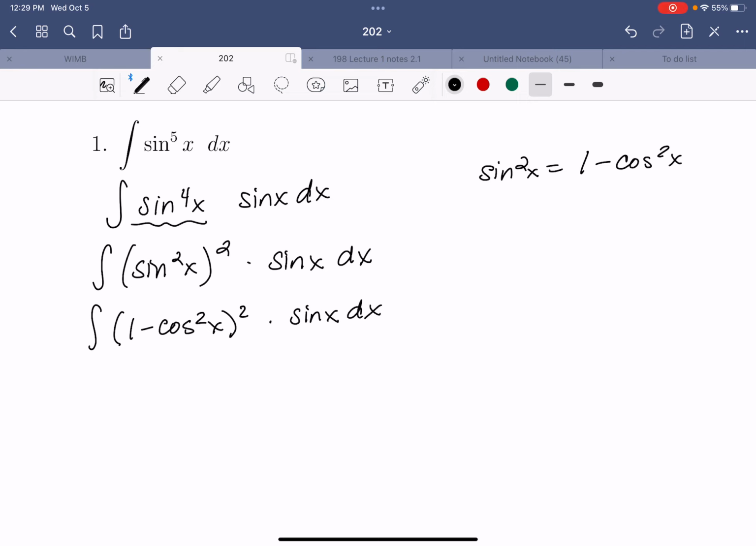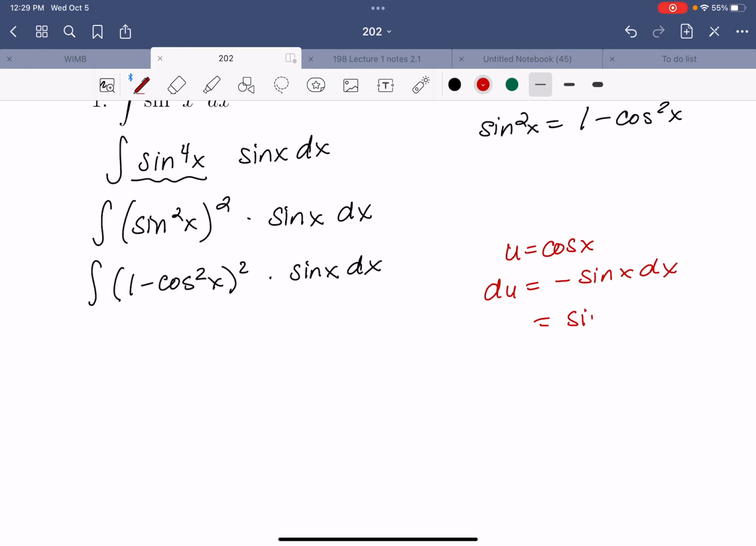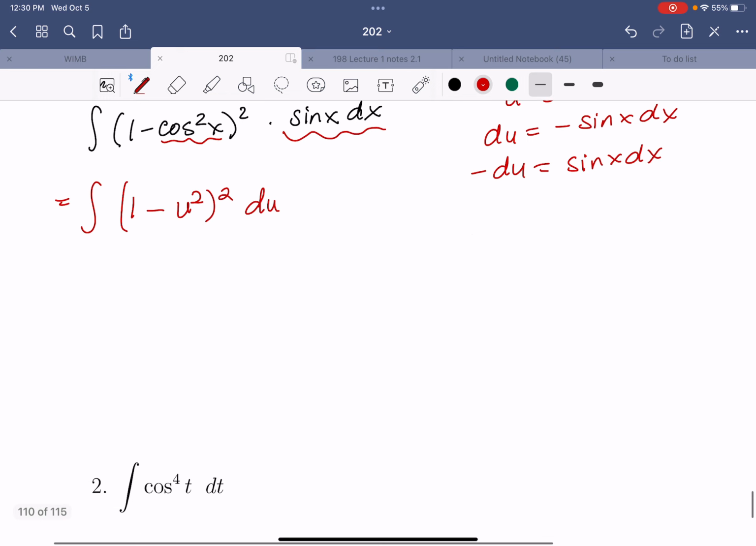And I'm going to leave that, and then that sets me up to use my u substitution. So I'm going to u sub for cosine. du is negative sine x dx. Move that negative to the other side. So sine x dx is negative du. That allows me to substitute for this piece. Then I just have to sub in my u for cosine. So this becomes the integral of 1 minus u squared, squared, du. If I square that, that becomes 1 minus 2u squared plus u to the fourth du.